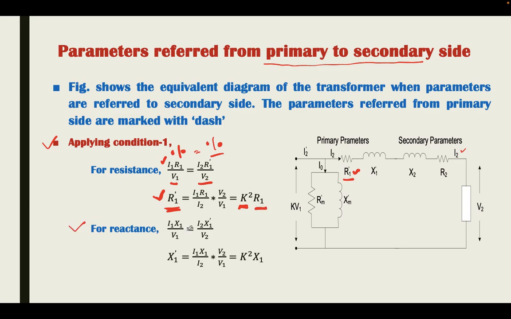Similarly, the same condition is applied to reactance. When the reactance was in the primary side, the voltage drop in the reactance as a function of V1 was I1 X1 divided by V1, whereas when X1 is referred to the secondary side, it has a new representation, X1 dash. Now the current flowing in this X1 dash is I2, and hence the voltage drop will be I2 X1 dash, and as a function of V2. Rearranging this equation, we can find X1 dash. Considering the transformation ratio, V2 by V1 is equal to K and I1 by I2 is equal to K, so X1 dash is K square X1. Hence, similar to R1 dash, we can conclude that X1 dash equals K square times X1.